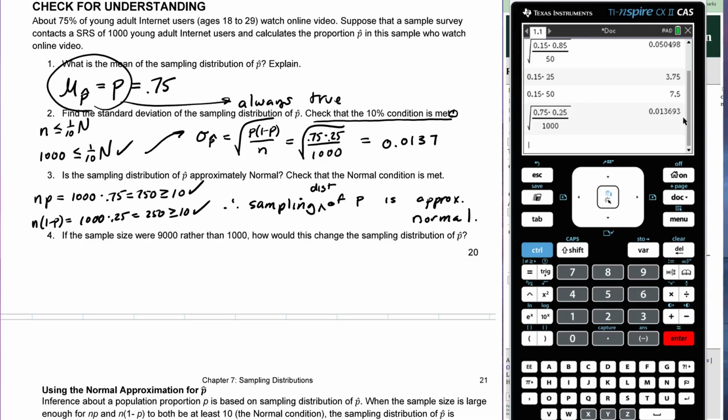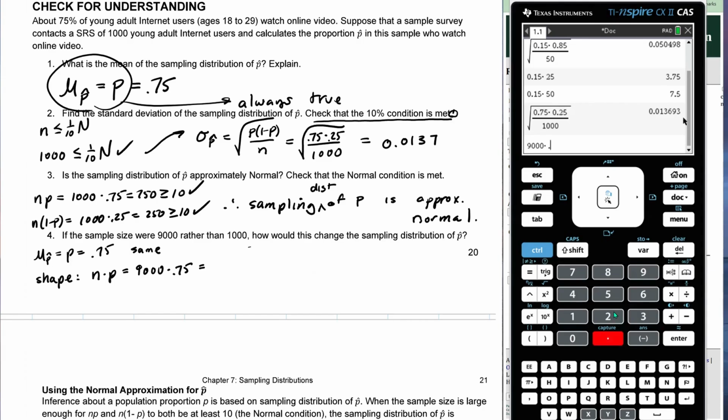Question. If the sample size was 9,000 as compared to 1,000, how would this change the sampling distribution of p-hat? Well, let's do this one by one. Would it change the mean? Well, no, the mean would be the same. It'd still be 0.75. So that stays the same. Would it change the shape? Well, the shape is determined by whether we expect at least 10 successes.